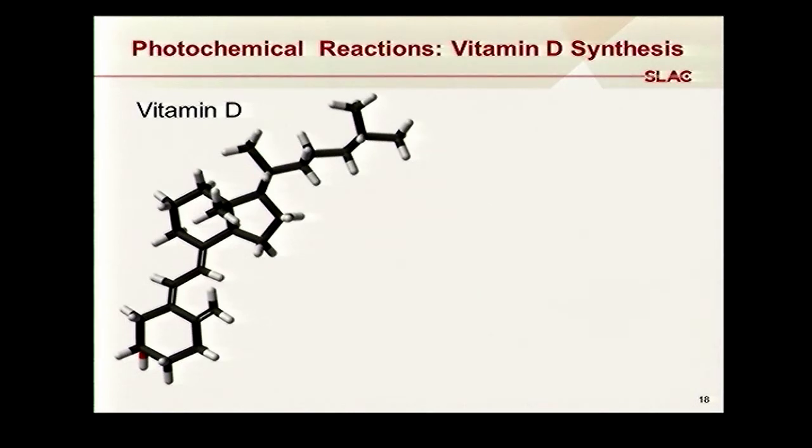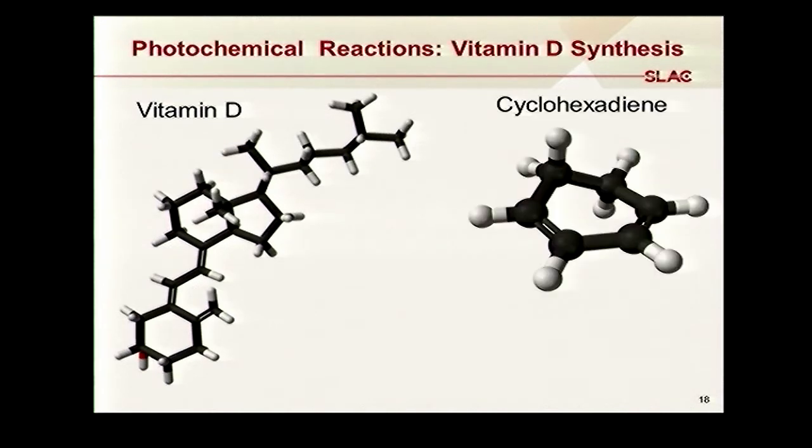Okay, so the prototype molecule to try to understand this is cyclohexadiene. The idea is, can we learn by UV photoexciting the molecule and understand how the molecule evolves eventually into something like this, right?